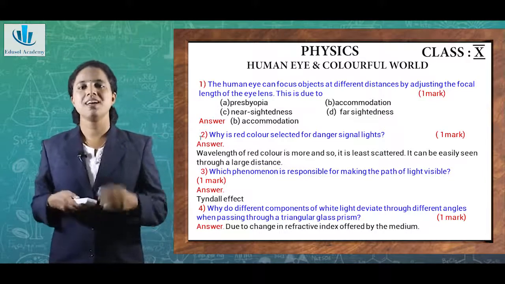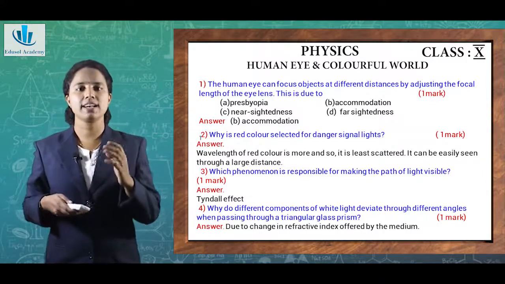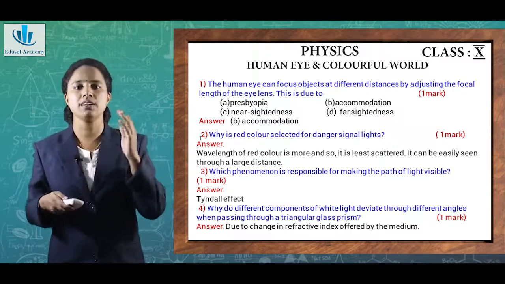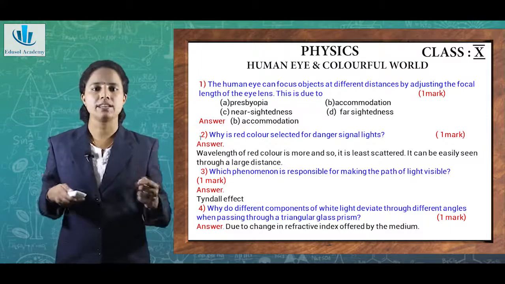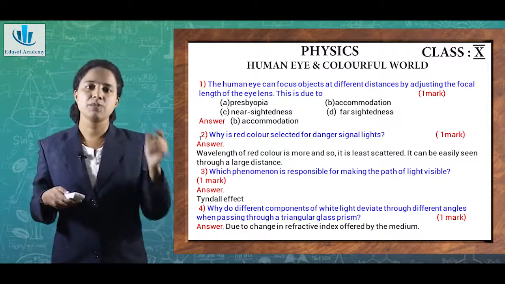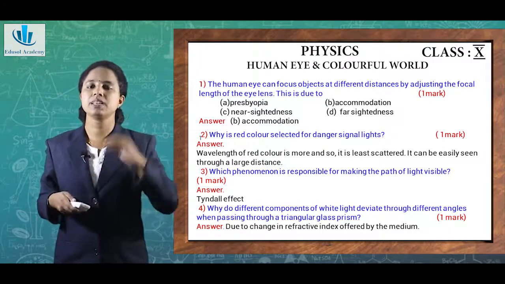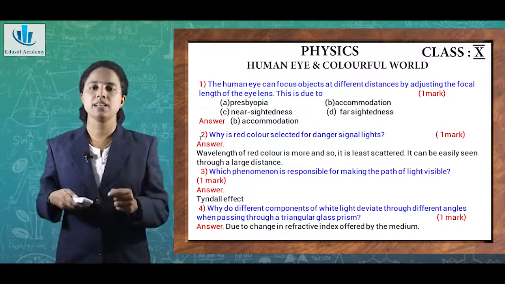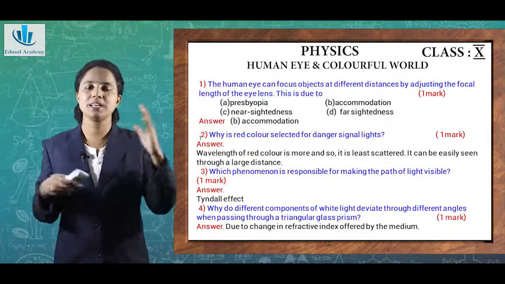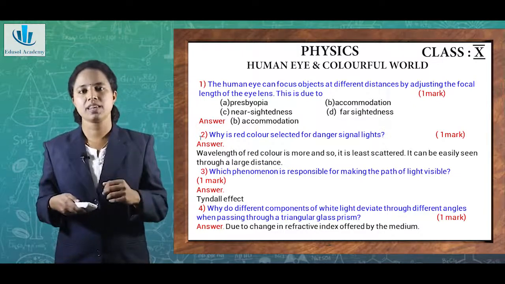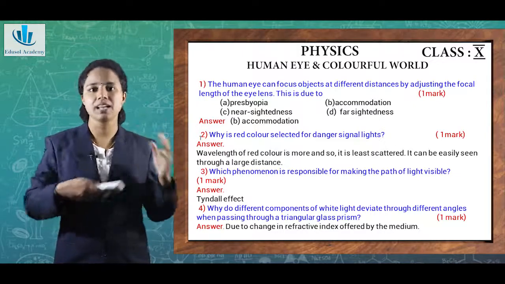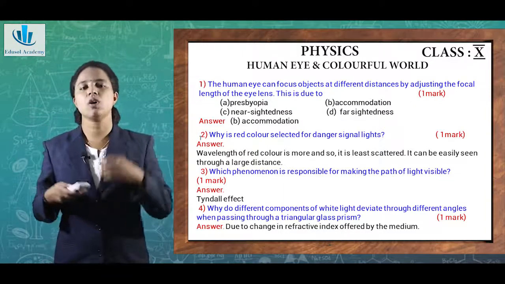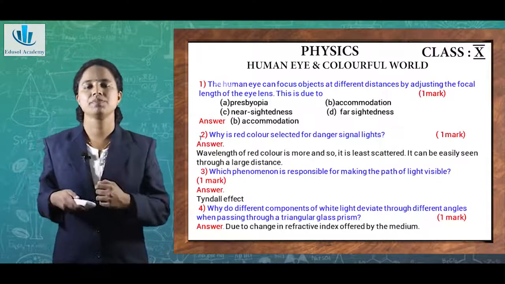The fourth question: why do different components of white light deviate through different angles when passing through a triangular glass prism? We know that when white light passes through a triangular glass prism, dispersion occurs. White light splits into a band of colors and bends at different angles. It is due to the change in refractive index offered by the medium.